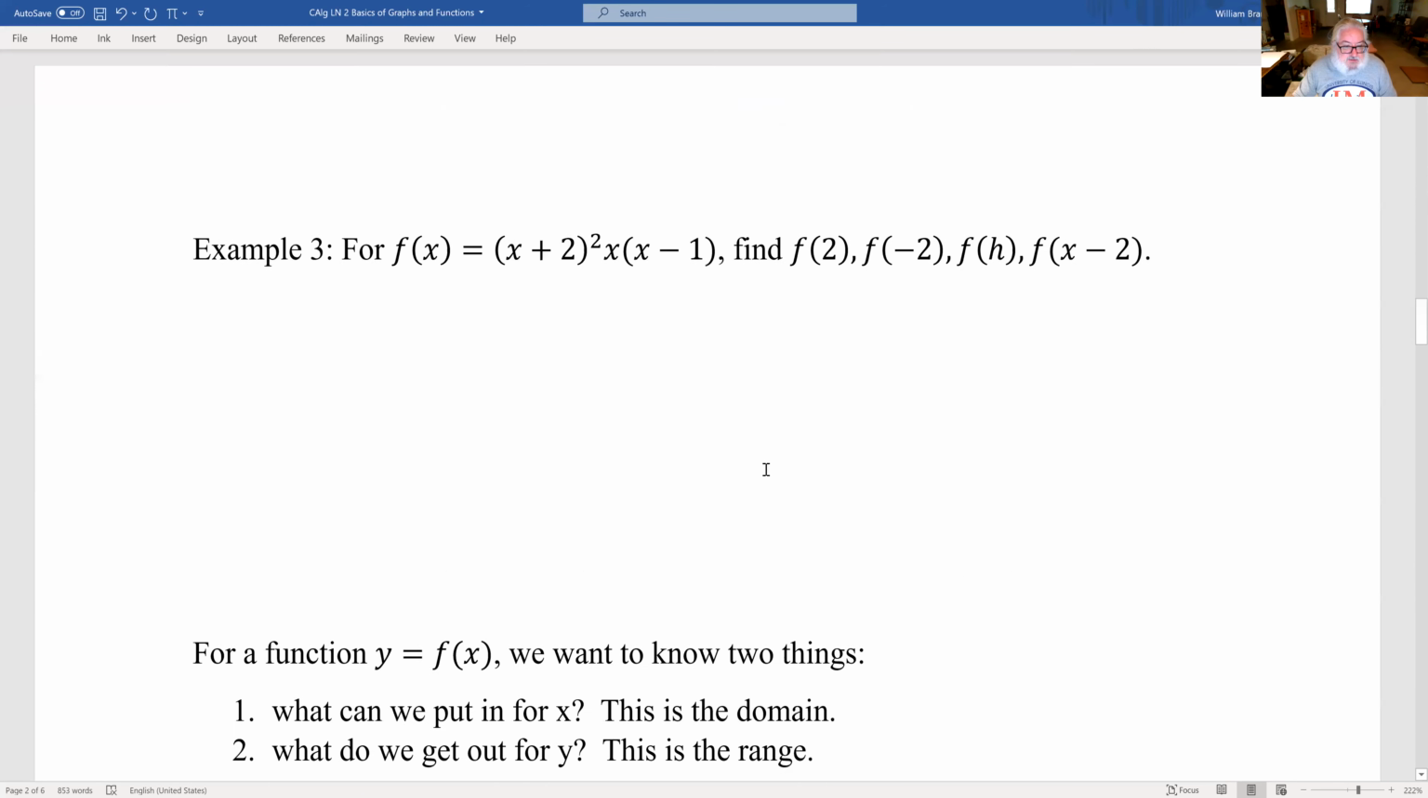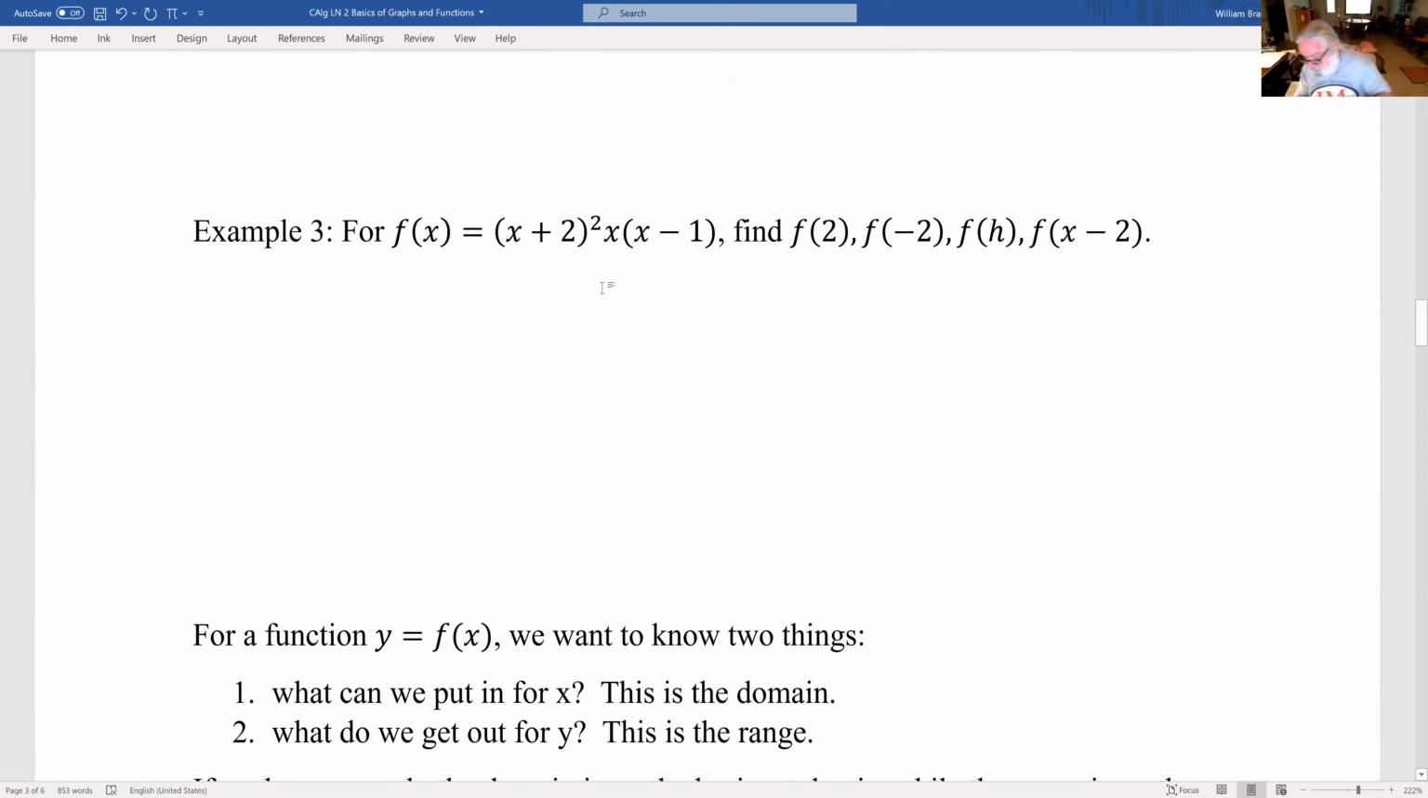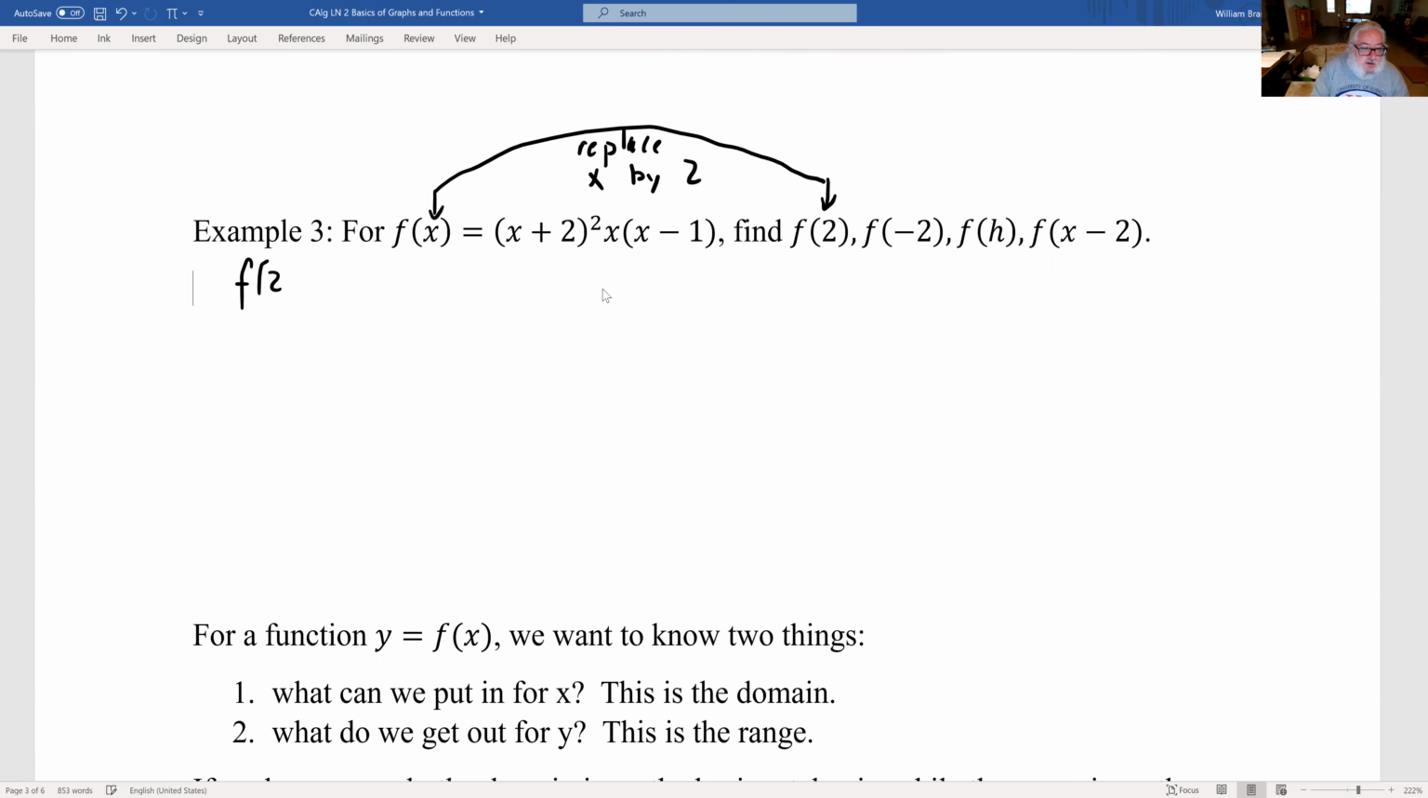So if this is our function, what's f of 2? And so what did we do here? When we look at f of 2, that means I took the x here and what I did is I just replaced this x here by this 2. So f of 2 is going to be, well, that means I replace all the x's here also by 2.